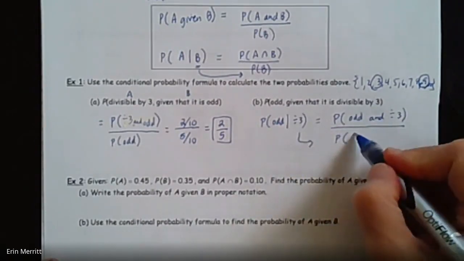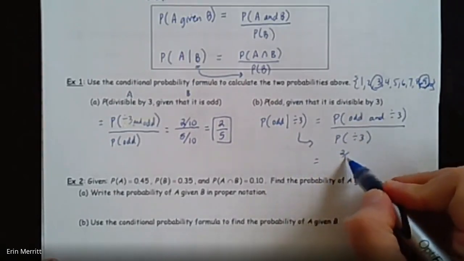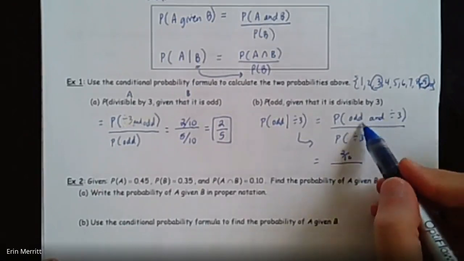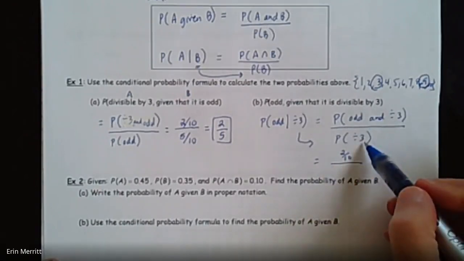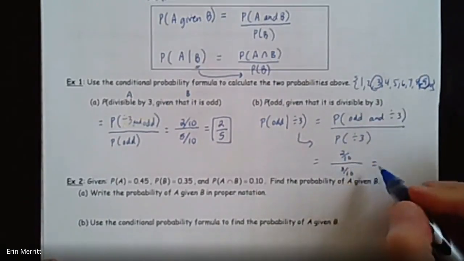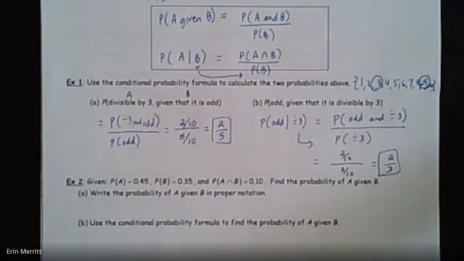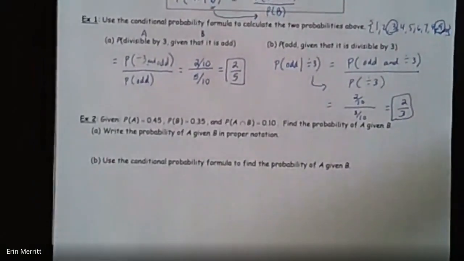But in this case, the denominator is now the probability that it's divisible by 3. So the numerator would still be 2 values out of the 10 that are odd and divisible by 3. The denominator, well, how many values are divisible by 3? Just 3, 6, and 9. So 3 out of the 10. And then again, the 10s go, and there's the 2/3. Right? So the rule works. The reason you would need to know the rule is it depends on how the information is given to you. So this next example is a perfect showcase of that.